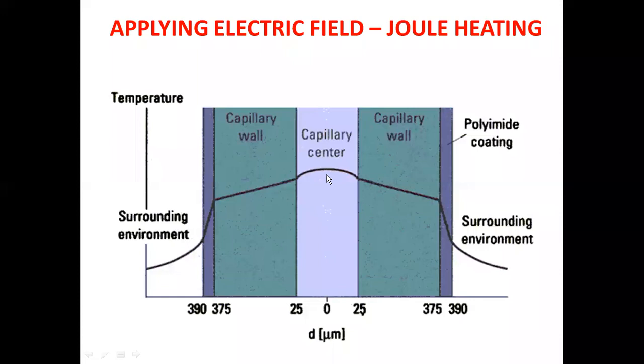This generated heat is called Joule heating, or the heating generated because of Joule heating. This Joule heating, or the amount of heat energy generated at the center, will become very high when you take a capillary tube which has a larger internal diameter. Larger internal diameter, if you assume, means the walls of the capillary will have lower thickness.